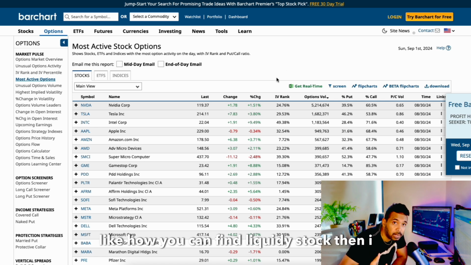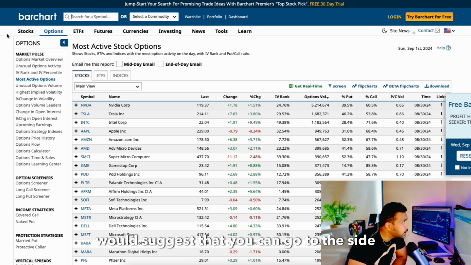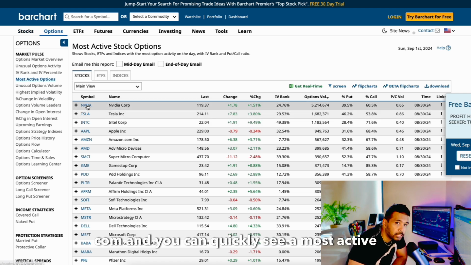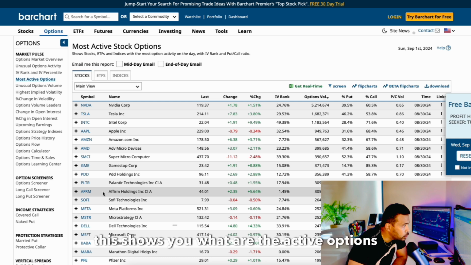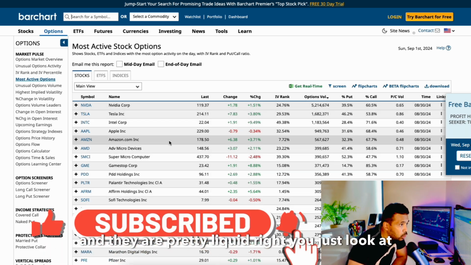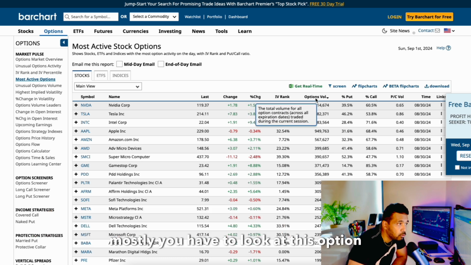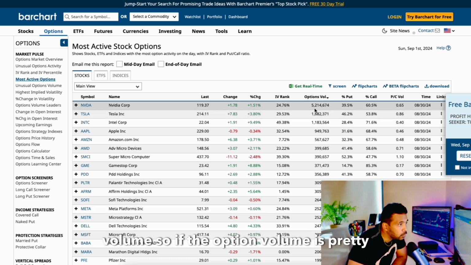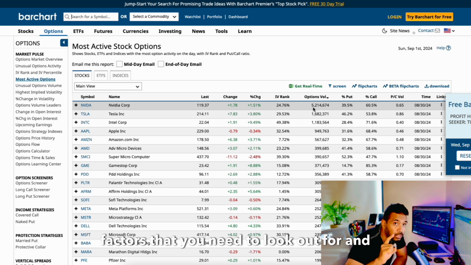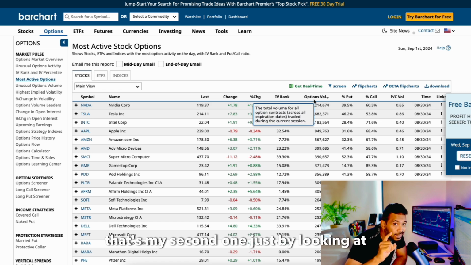If you wanna quickly check how you can find a liquid stock, I would suggest that you go to barchart.com, and you can quickly see the most active options. This shows you what the active options are, and they are pretty liquid. Mostly you have to look at the option volume. If the option volume is pretty high, that means the stock is very liquid. But there are some other factors that you need to look out for, and that's my second one.